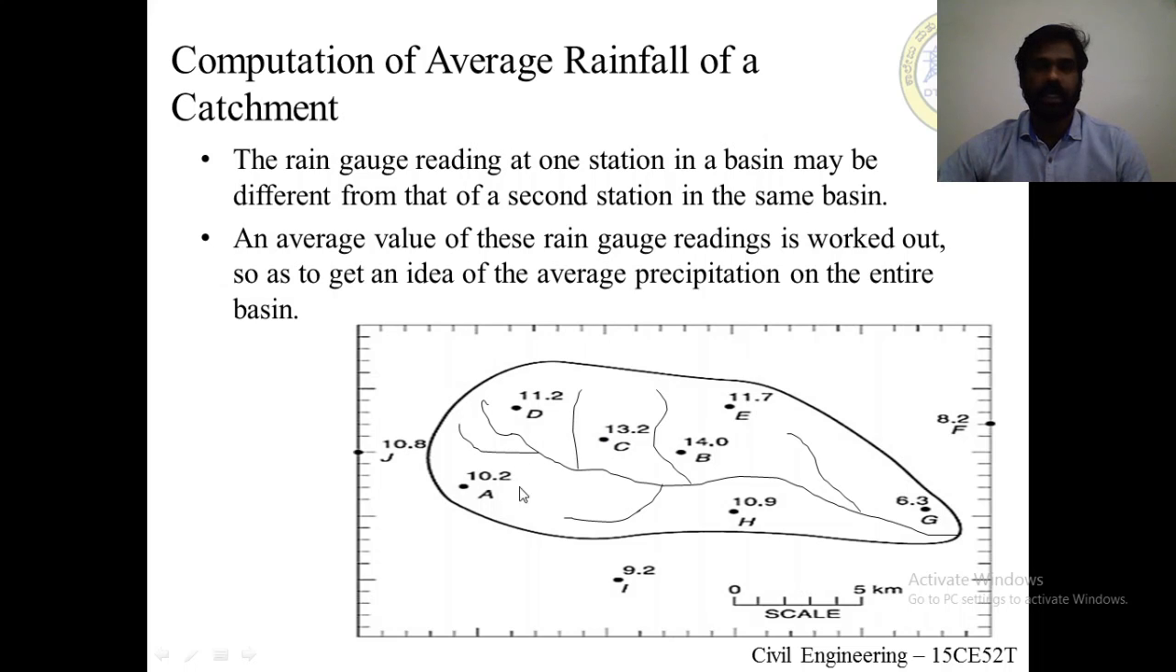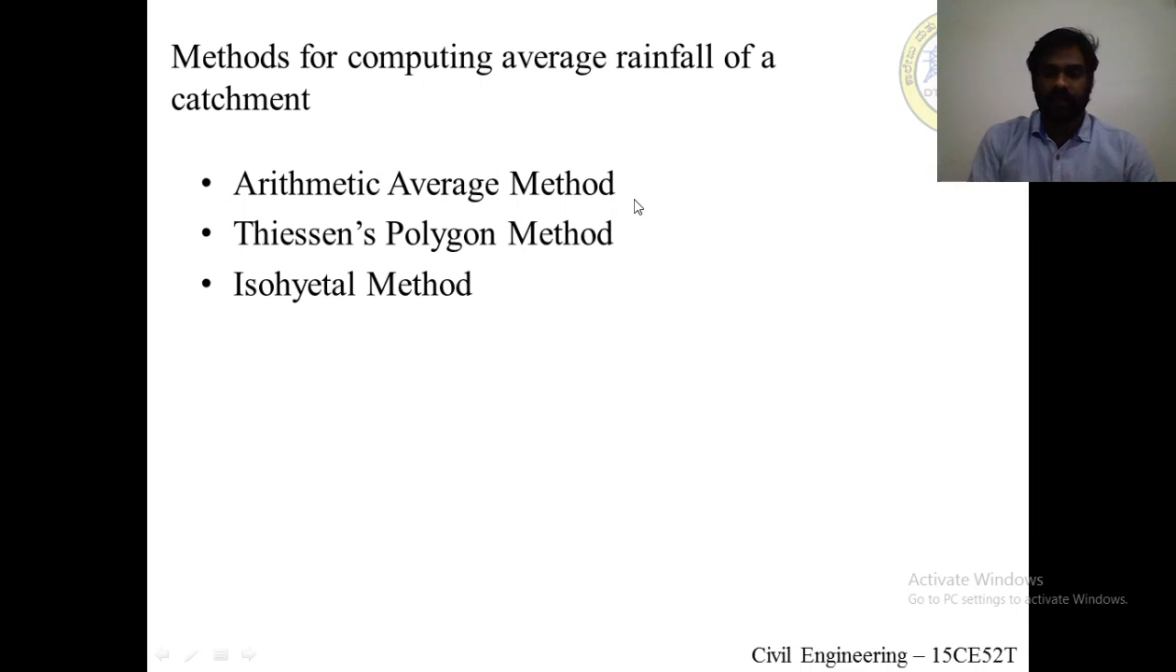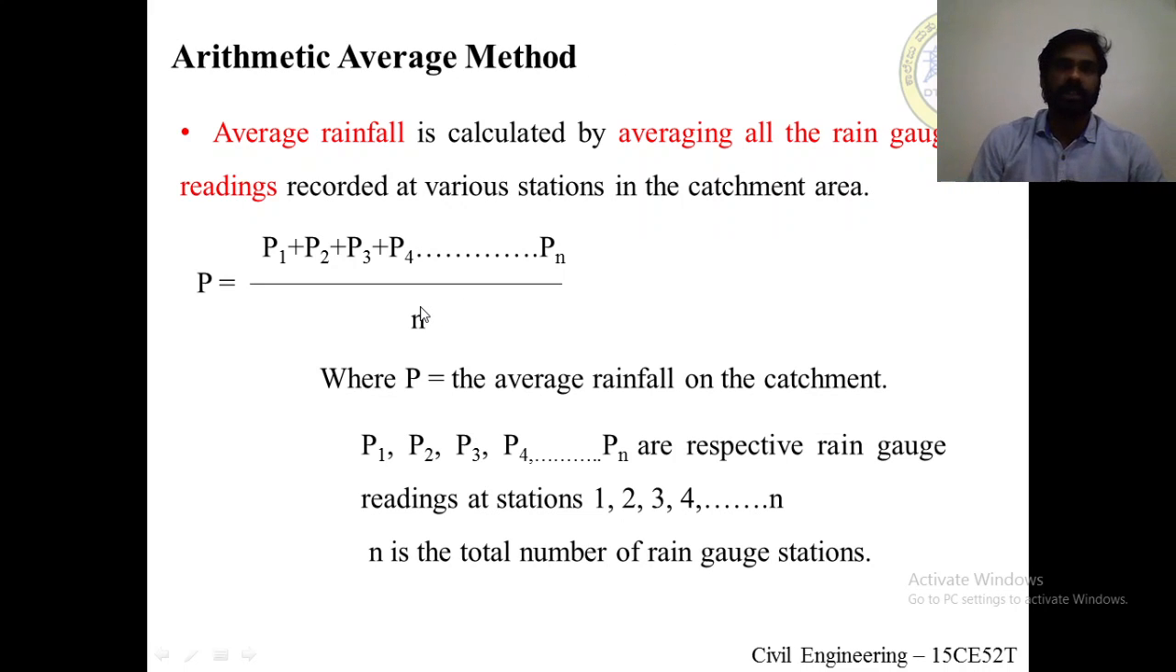So the average value is closer to accuracy. Now let's see how we can calculate the average rainfall using rain gauge readings. We have three methods for computation of average rainfall of a catchment area or a basin. These are the three methods. First one is the arithmetic average method, second one is Thiessen's polygon method, and third one is the isohyetal method. Let's start with the arithmetic average method.